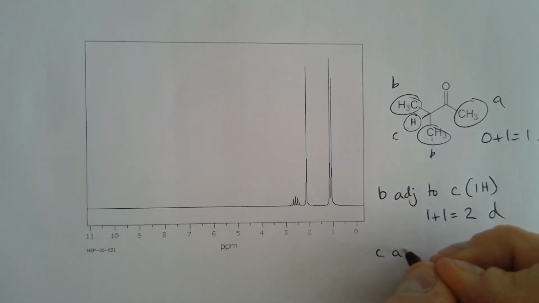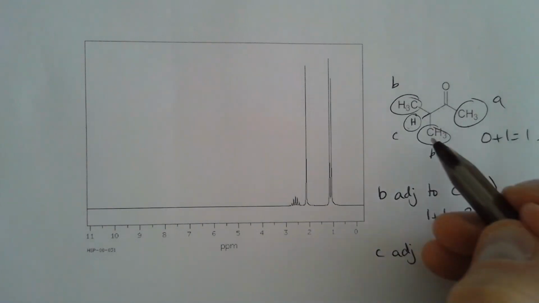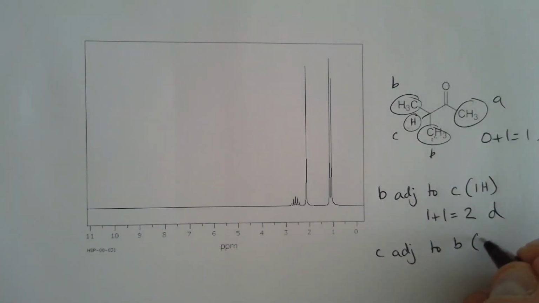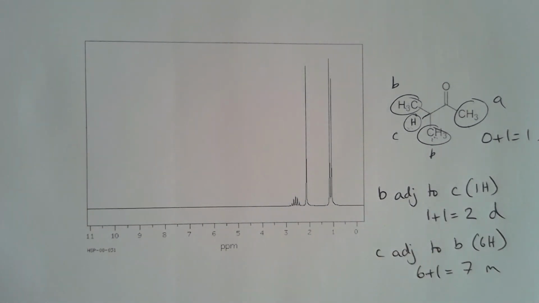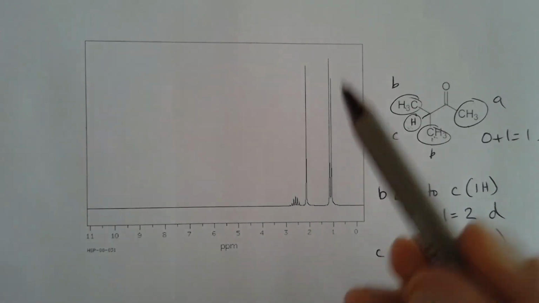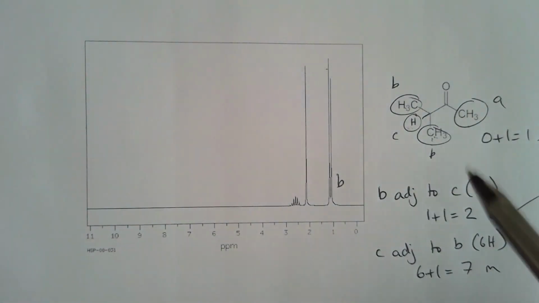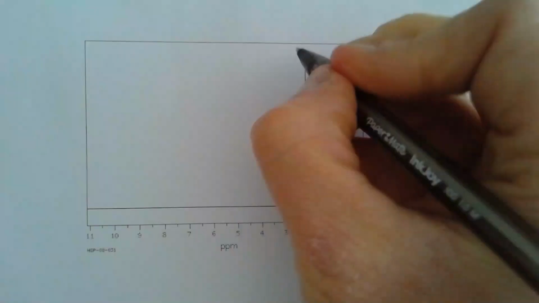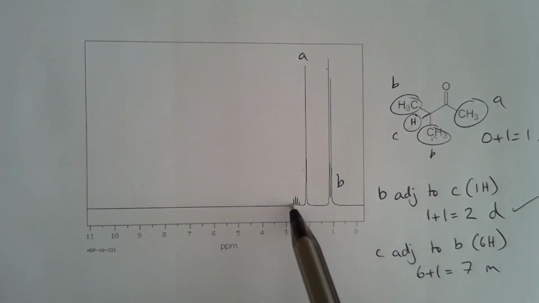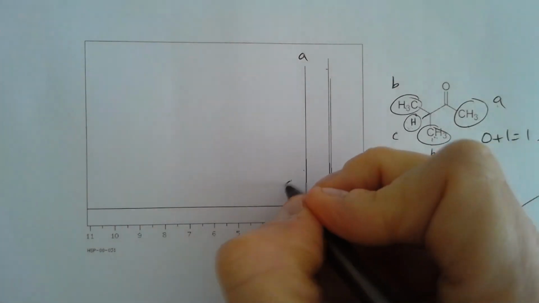Environment C is adjacent to environment B. There are 1, 2, 3, 4, 5, 6 hydrogens in here. So we're expecting this to be 6 plus 1 equals 7, and we're expecting that to be a multiplet. Do we see that? We've got a doublet here, so that must be environment B. We've got a singlet here, that must be environment A, and we've got a multiplet there, and you can just about make out the 7 peaks in there, which is environment C.